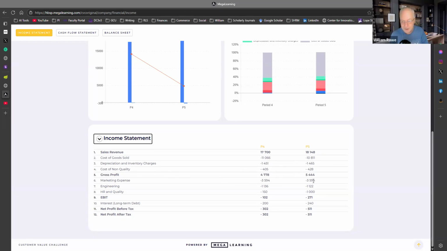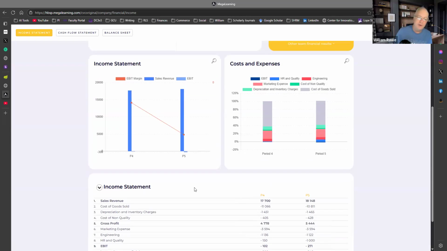But then I had this big marketing expense, which is the same as last time. Engineering went down a little bit. HR and quality went way up. So if I had not spent as much on HR and quality, I could have made a little money. That left me with a negative EBIT of $271. And then I get charged interest, which gives me a negative net profit after tax of $511.